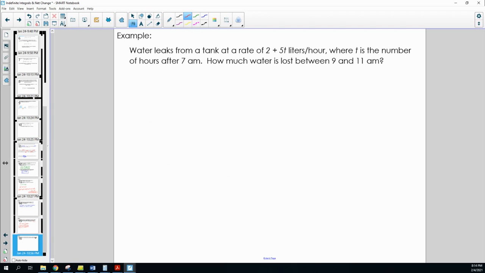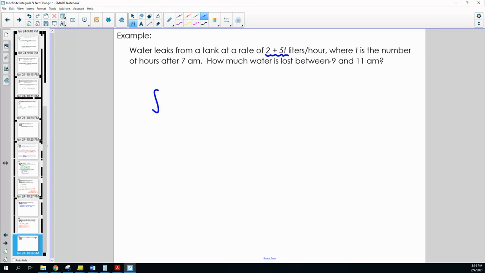Okay, and then last one here, water leaks from a tank at a rate of 2 plus 5T liters per hour, where T is the number of hours after 7 a.m. How much water is lost between 9 and 11 a.m.? So the first thing that we have to think about here is what is the integral that we're using, right? Because it's leaking at a rate of this, right? So that is going to be my rate. That is my value that I'm going to have inside the integral.